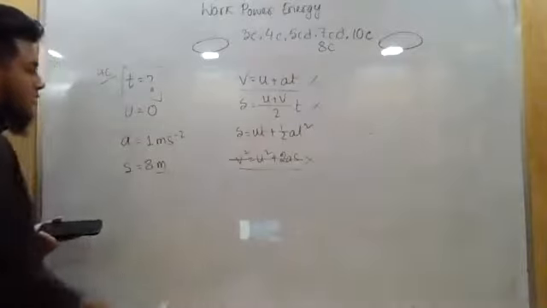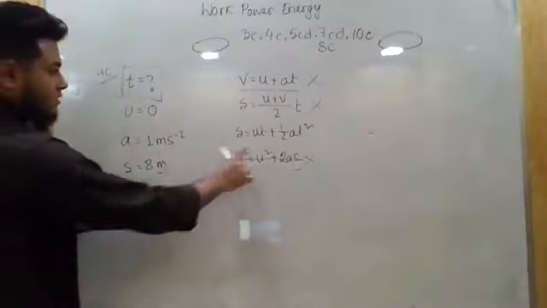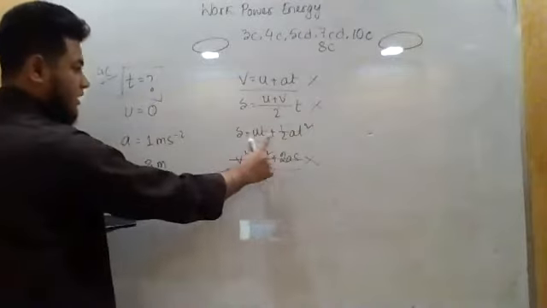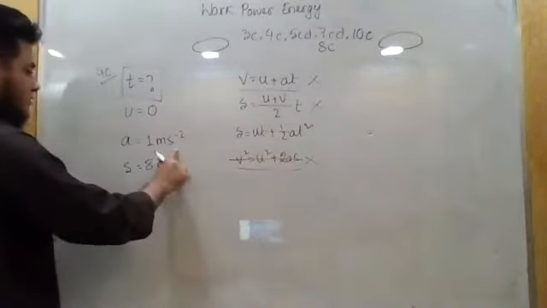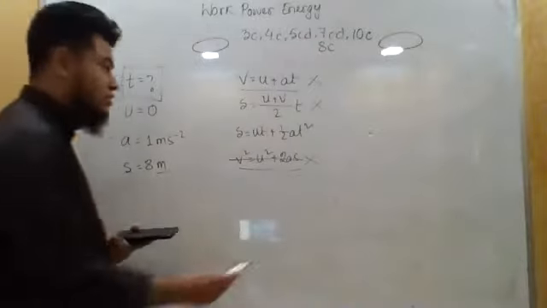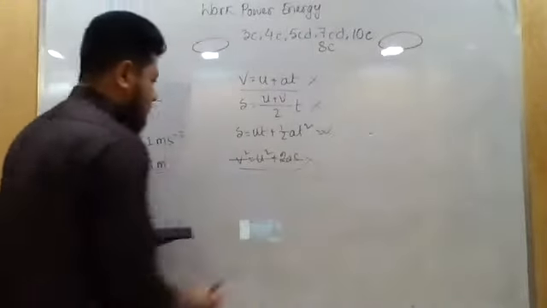Now here, s is given, u is given, t we have to calculate, and a, given t, again we need to calculate. So the number 3 equation we can use.